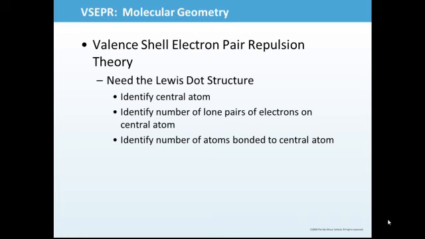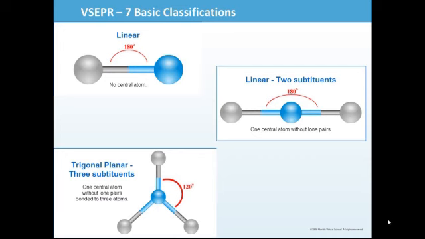So we must have our Lewis dot structure. We have to identify our central atom. And for the central atom, we have to be able to identify how many lone pairs of electrons are on that central atom and how many bonds are on that central atom. From that information, we're going to be able to figure out what the true molecular geometry is for that molecule. There are 7 basic classifications that we cover in this course. Now, if you're a student who likes to Google a lot of things, you will find a lot more than 7. However, for this course, we're only going to worry about the 7 most basic classifications.